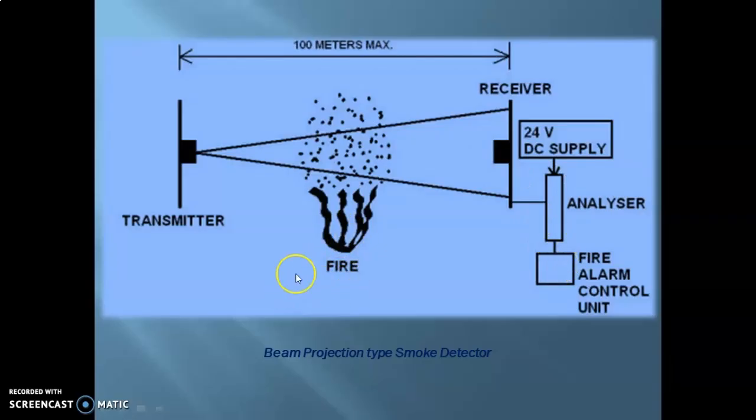So whenever a fire takes place over here and comes in between this beam, it will obstruct the beam pathway, and then the signal will be generated by the receiver, which will then be sent to the analyzer. Once the analyzer processes this signal, it will forward it to the fire alarm control panel as a fire alarm signal.